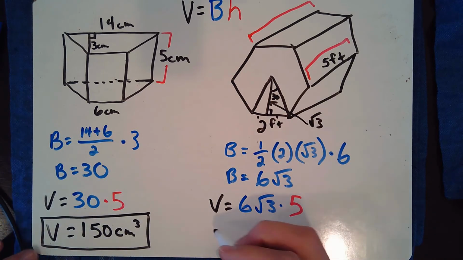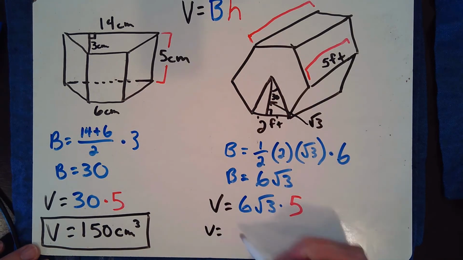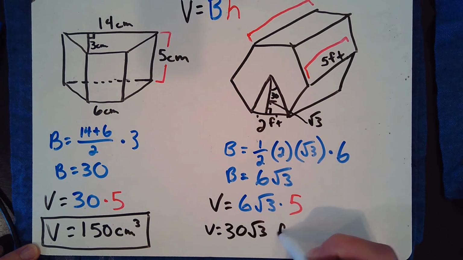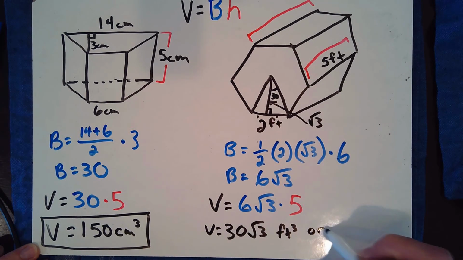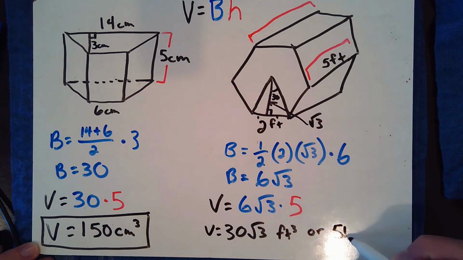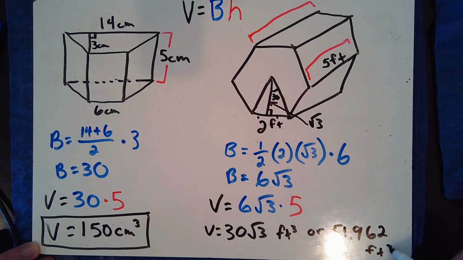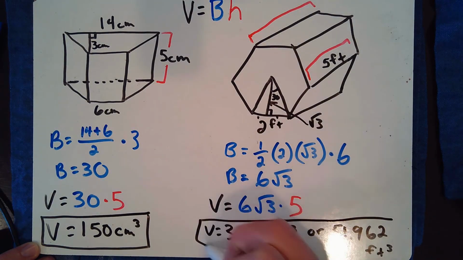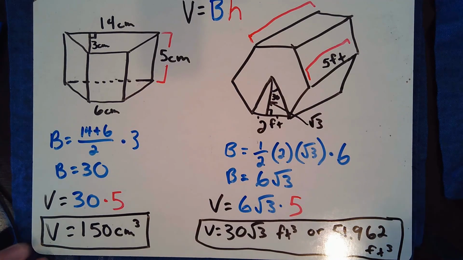So volume of that hexagonal prism is 30 root 3 feet cubed, or if you use the decimal version, it'd be 51.962 feet cubed. Either one of those work. Root 3 is always nice because it's exact, but decimals are fine as well.